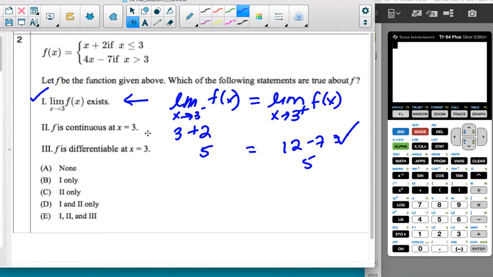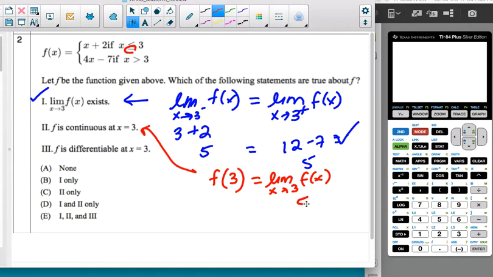Now, for f being continuous, the only thing that makes number 2 different than number 1 is that this equal to means that the actual value of f of 3 is the same as that double-sided limit, right? And it turns out that that's true. We already know the double-sided limit is 5, and if I actually plug in 3, I get 3 plus 2, which is in fact also 5. So yes to continuity. The last question is whether this function is differentiable.